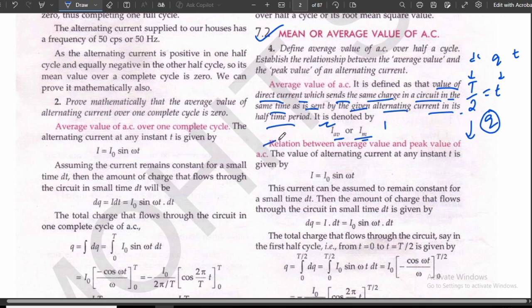Now let's find the relation between average value and peak value of AC. First of all, the value of alternating current at any instant t is given by I equals I naught sine omega t. So this is the instantaneous value of AC current. Now this current can be assumed to remain constant for a small time dt, for a very minute scale. We can assume that.